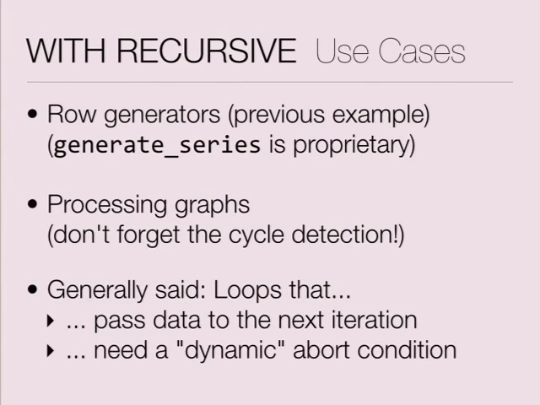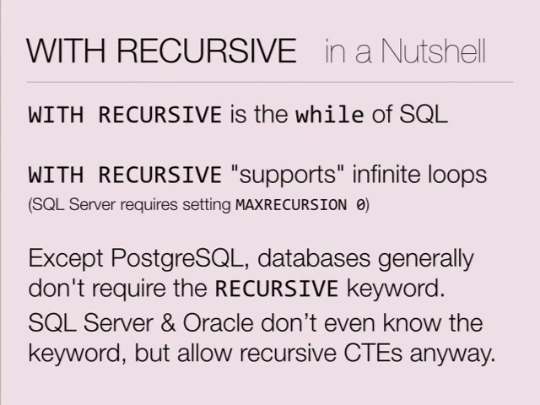Another interesting feature is that you can pass data from one iteration to the next one, like I have just done here with a counter. That's also something you can't do with LATERAL. So I like to compare WITH RECURSIVE with while loops, because it actually is one. Be careful. Infinite loops are a thing of reality.